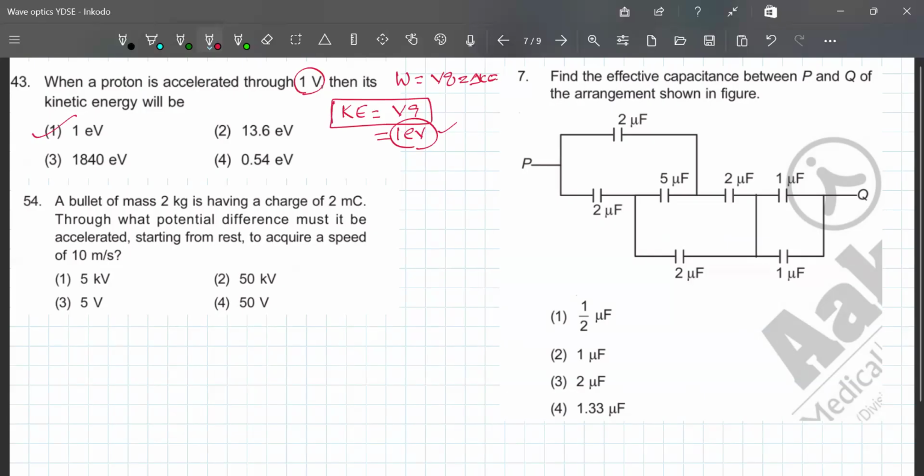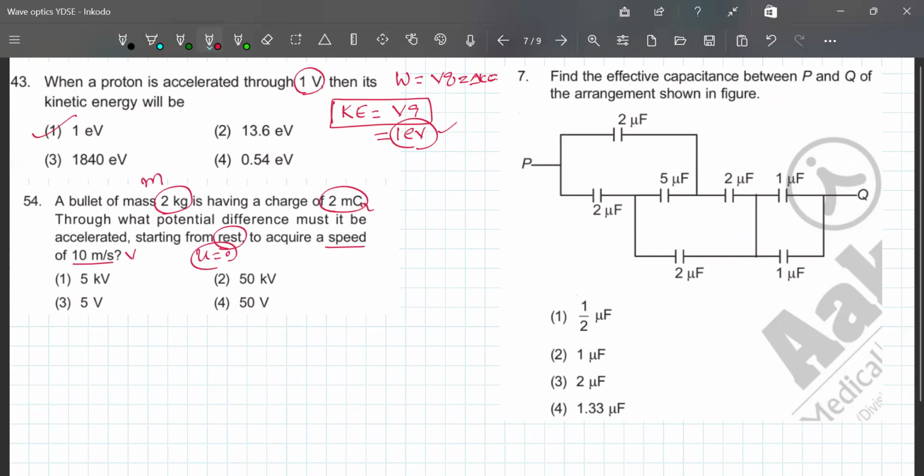Then after, see the next problem. A bullet of mass 2 kg. This is the mass. And the charge they have given is 2 millicoulomb. The bullet must be accelerated from rest through a potential difference. From rest means initial velocity 0. Speed 10 meter per second means this is the final velocity.